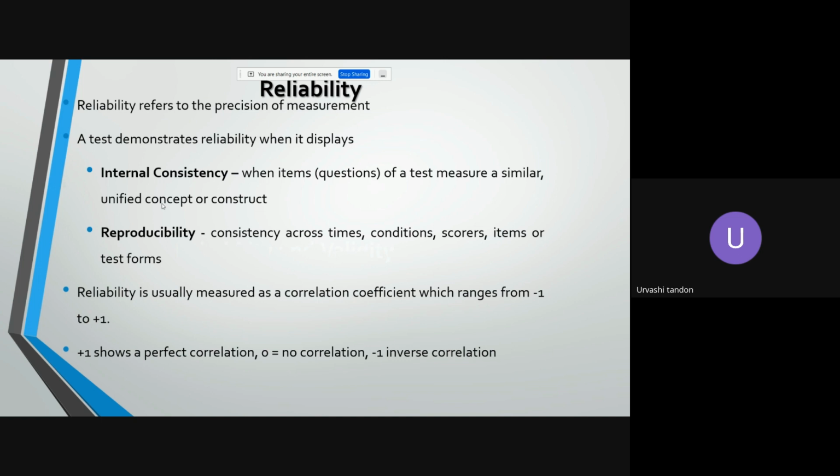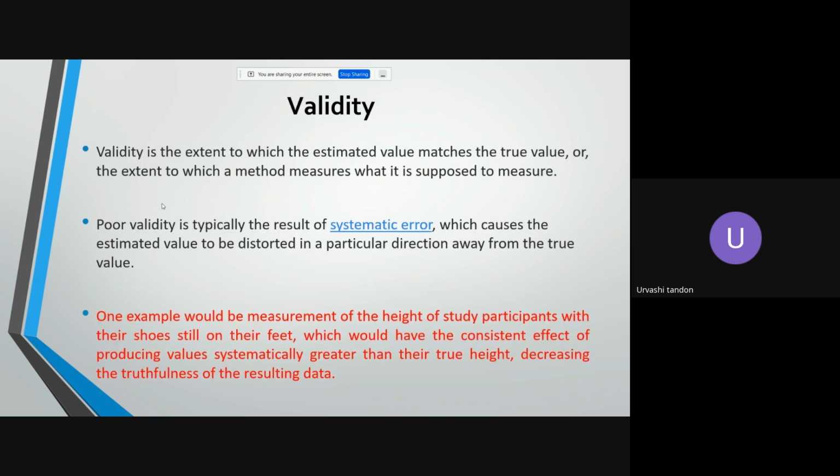So reliability refers to the precision of the measurement, meaning it tells you about the accuracy of the measurement. A test demonstrates reliability when the scale items or the questions are measuring a particular construct or a variable. And reproducibility means consistency across time, right? Suppose you use your instrument again after 4 or 5 years, it is going to give you consistent results. Reliability is usually measured as a correlation coefficient which ranges from 1 to -1.